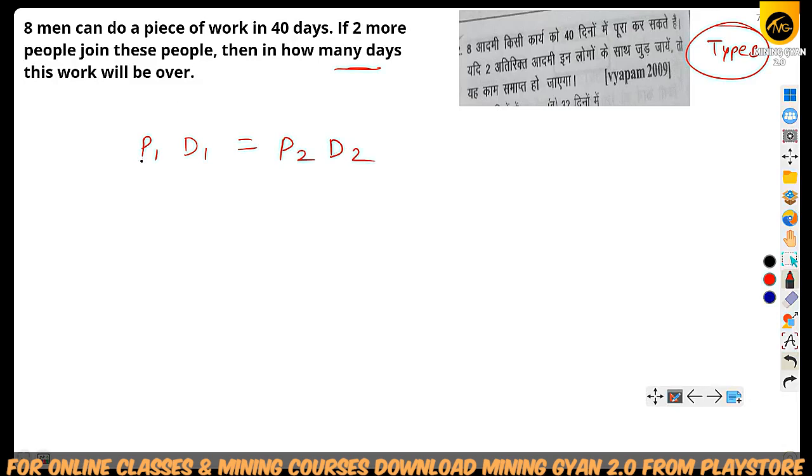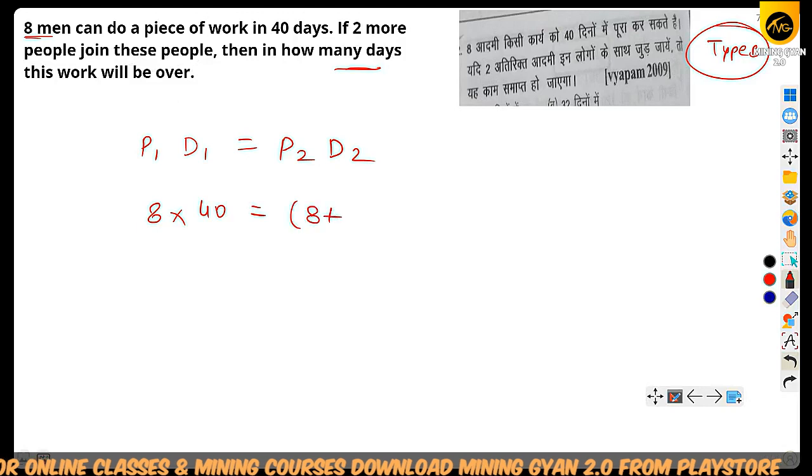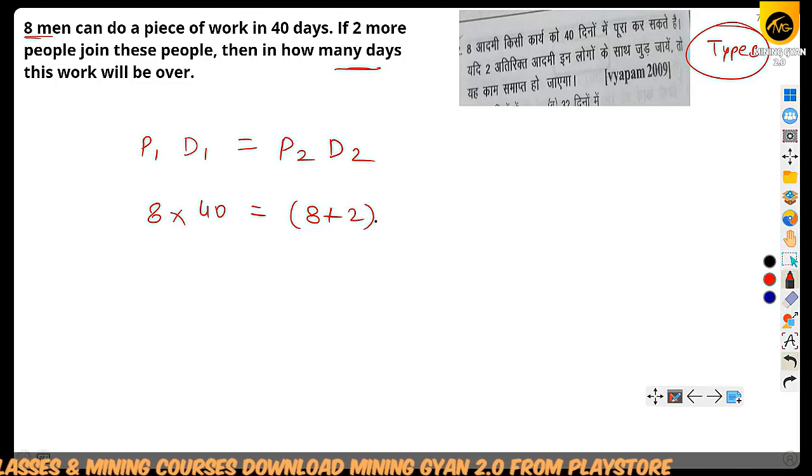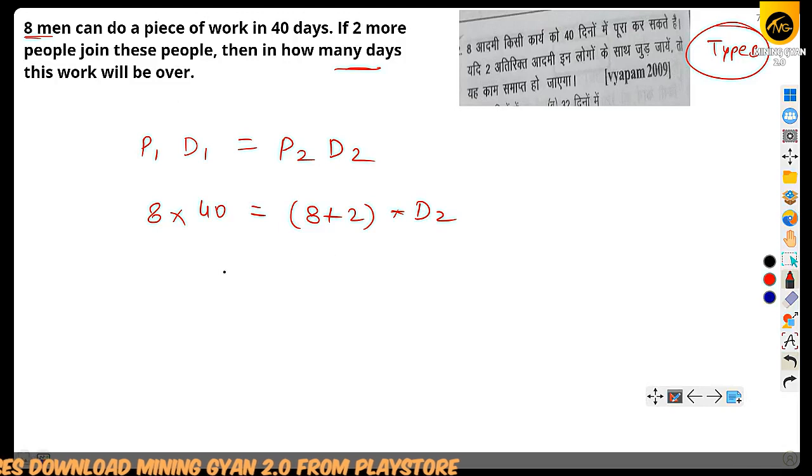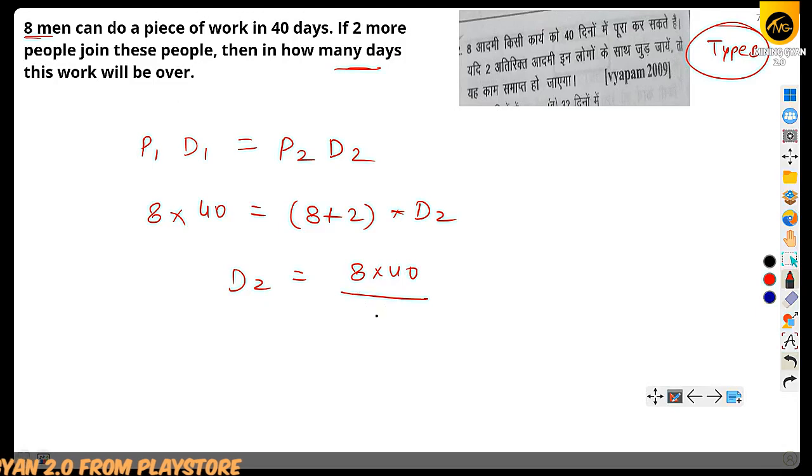Now, what is the number of persons in the first or initial case? That is the 8 men. So 8 into the number of days required initially, that is 40 days, is equal to, if 2 more people join these people, so we already have the 8 people, and if 2 more people join, that means plus 2, multiply by the number of days which we have to find out. So D2 is equal to 8 into 40 divided by 10, right? 10 1 ja, 10 4 ja, 8 into 4, that is 32 days.